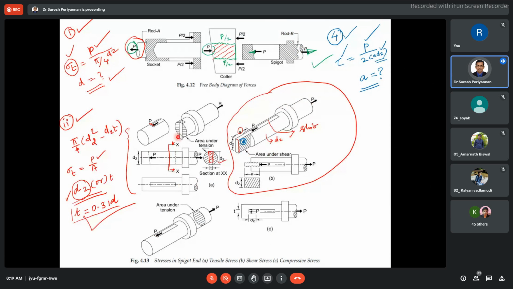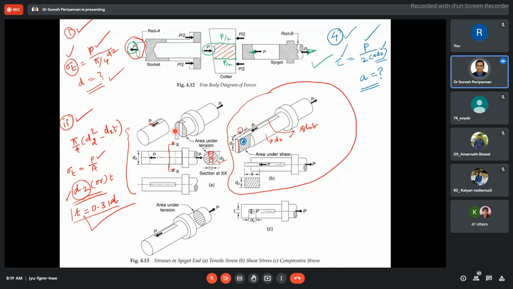See here, this is a tensile force, but the area is not simply pi by 4 d squared. See here, this is the region. When we insert this spigot inside the hollow slot, the keyway is there in this slot. Hence we are considering pi by 4.